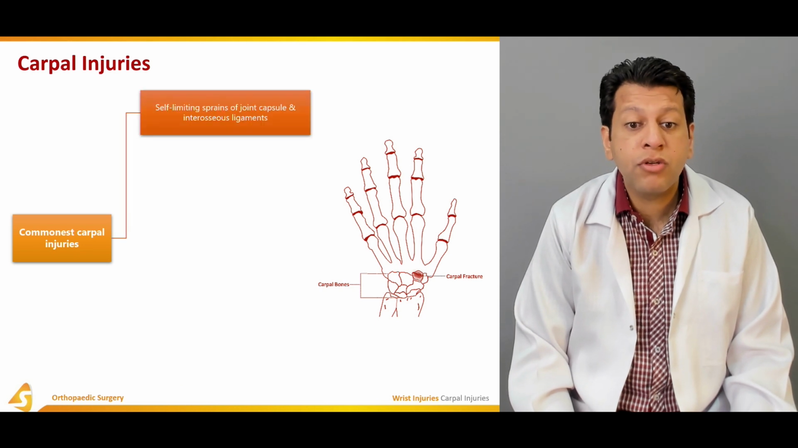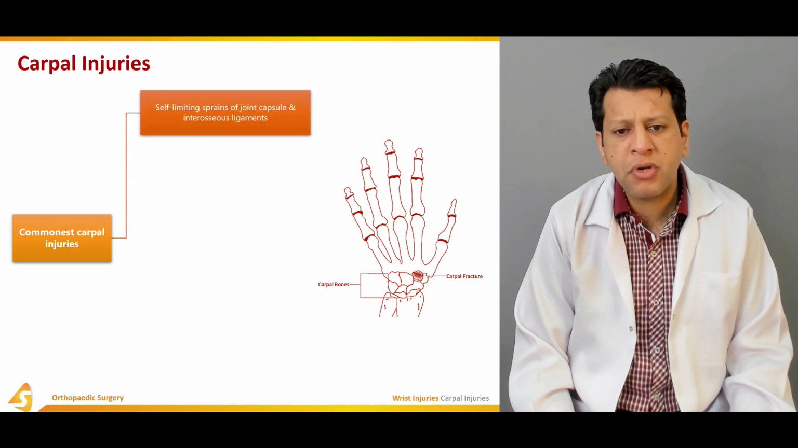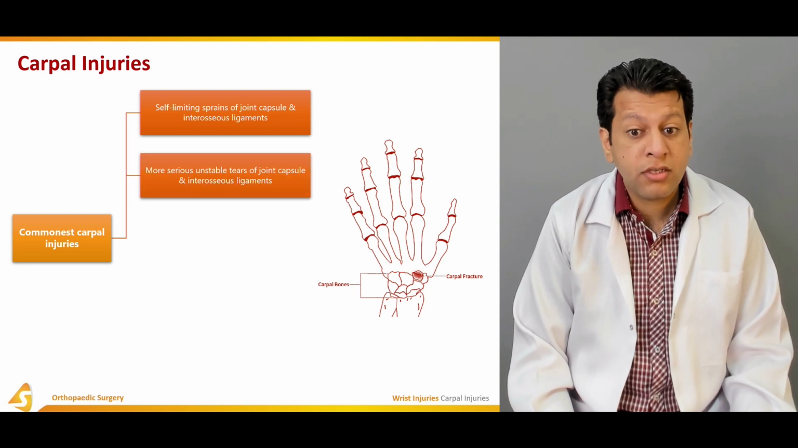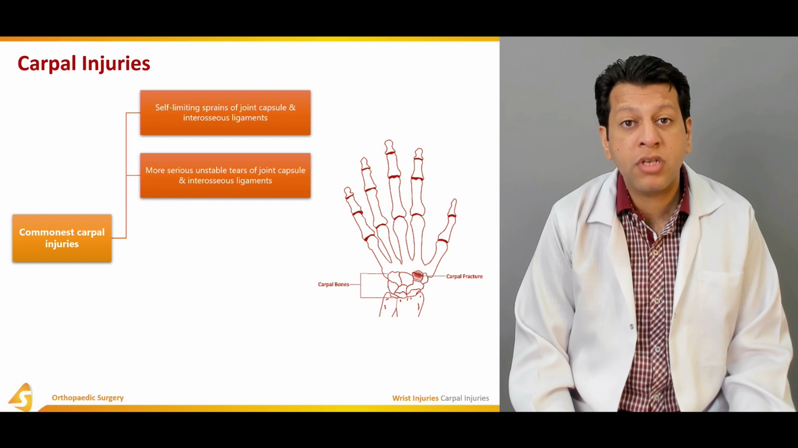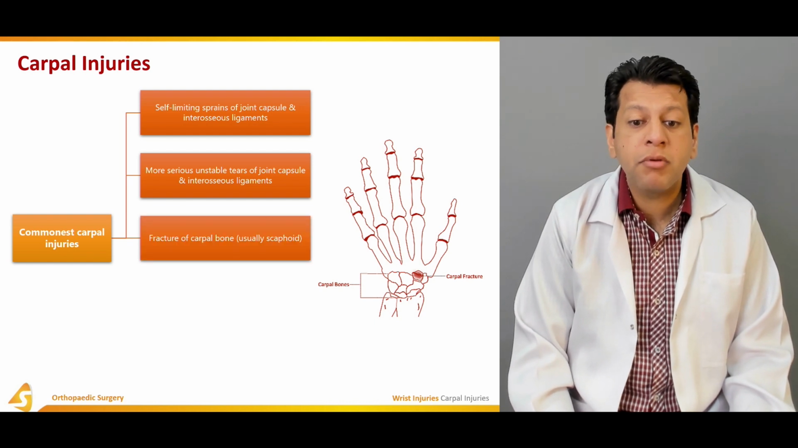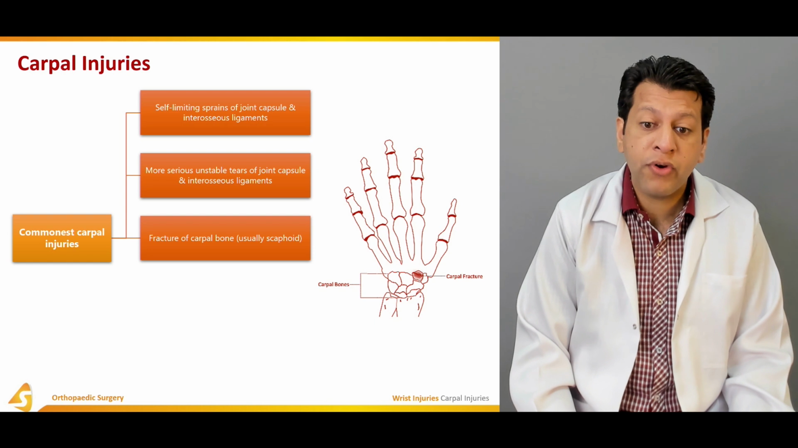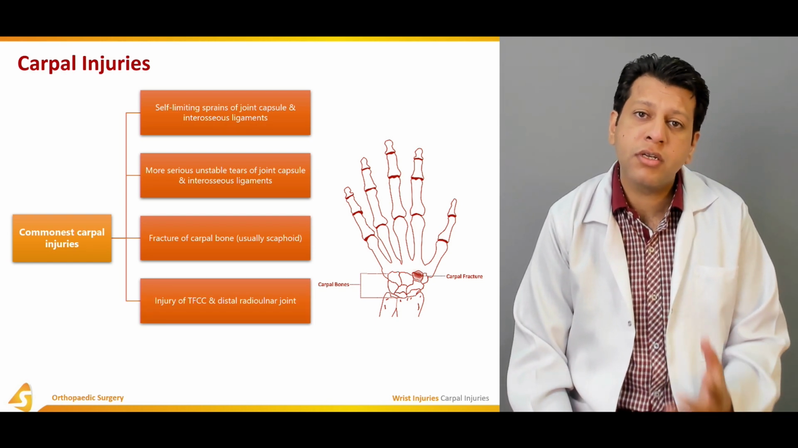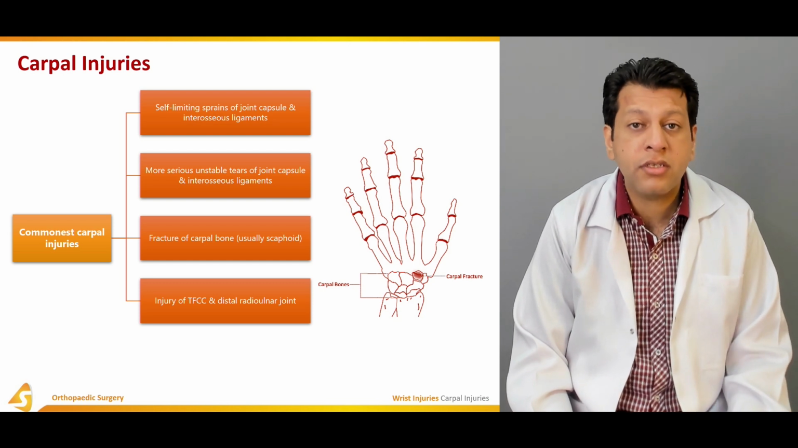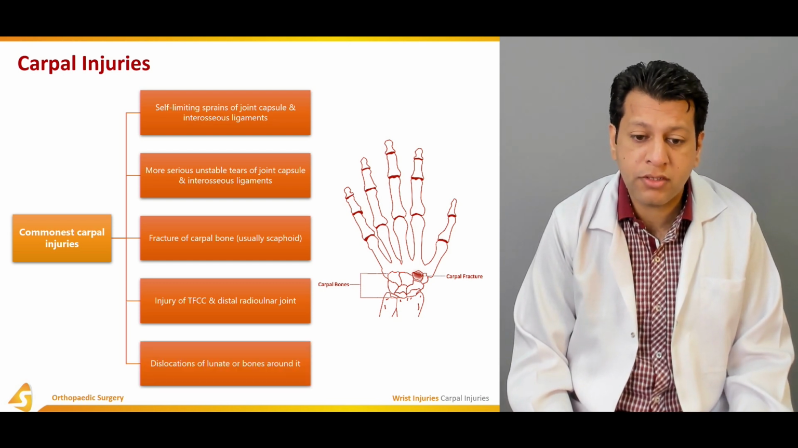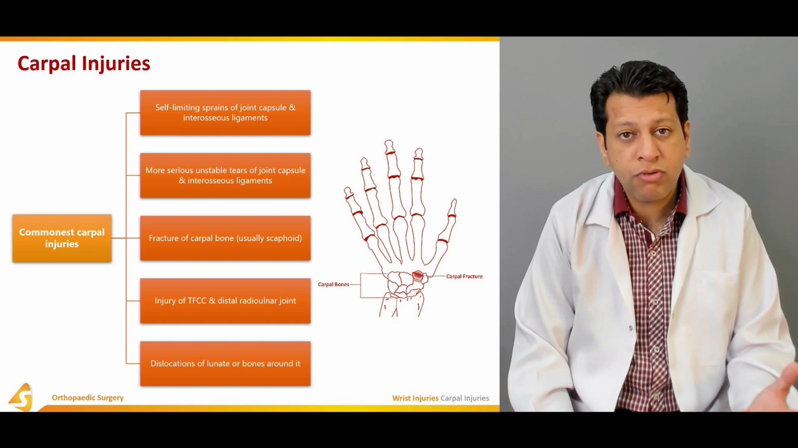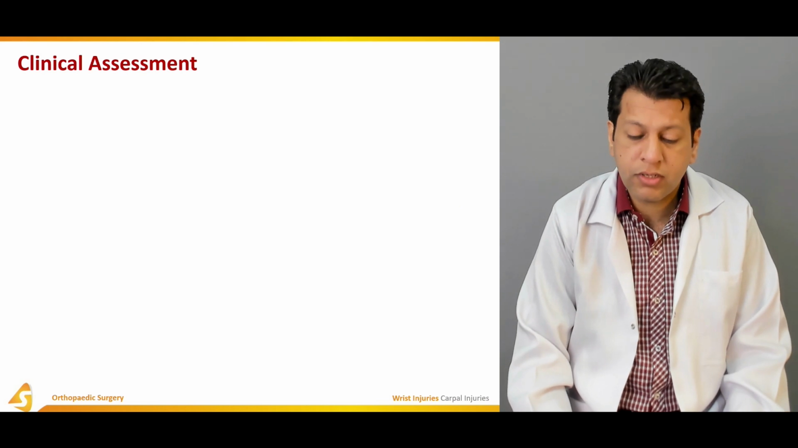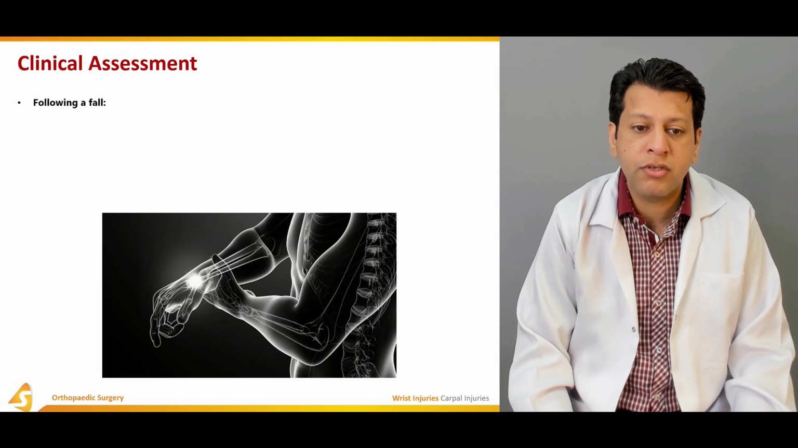Commonest carpal injuries may include self-limiting sprains of joints and capsules and ligaments. More serious unstable tears of the joint capsules and ligaments may be present as well. There may be fractures of the carpal bones such as scaphoid and lunate, and most commonly it is the scaphoid. There may be isolated ligamentous complex injuries such as triangular fibrocartilage complex injuries. There may be dislocations of the lunate or perilunate dislocations. So that is the broad spectrum of injuries which can occur with the wrist joint.